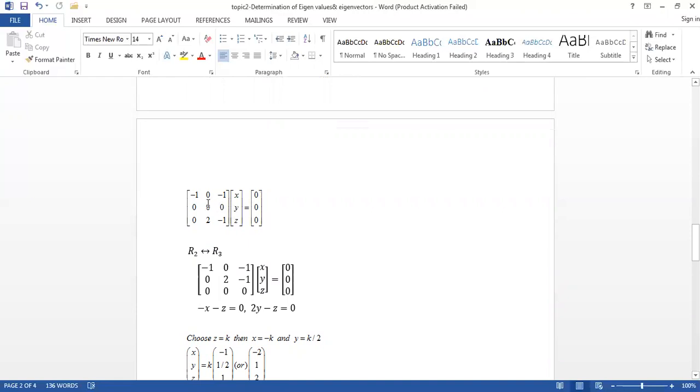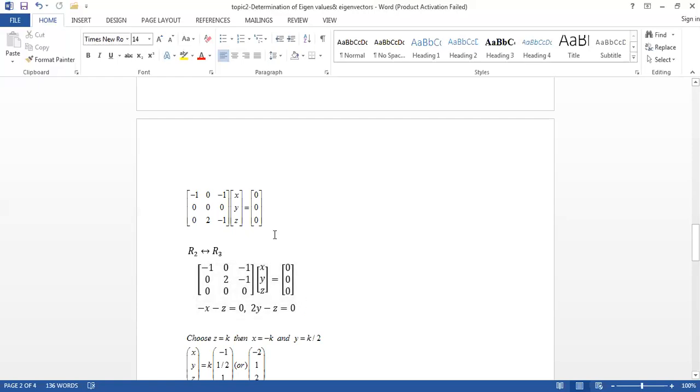In echelon form, zero rows must be below the non-zero rows. So again, interchanging the rows, R2 to R3 and R3 to R2. R1 is not changed, minus 1, 0, minus 1. R2 becomes 0, 2, minus 1, and R3 becomes 0, 0, 0. So writing in equation form, minus x minus z equals 0 and 2y minus z equals 0.